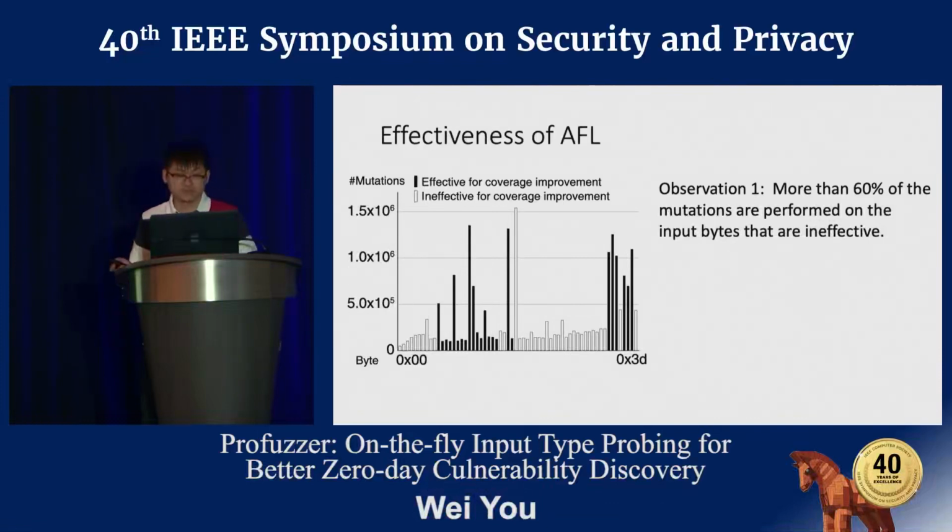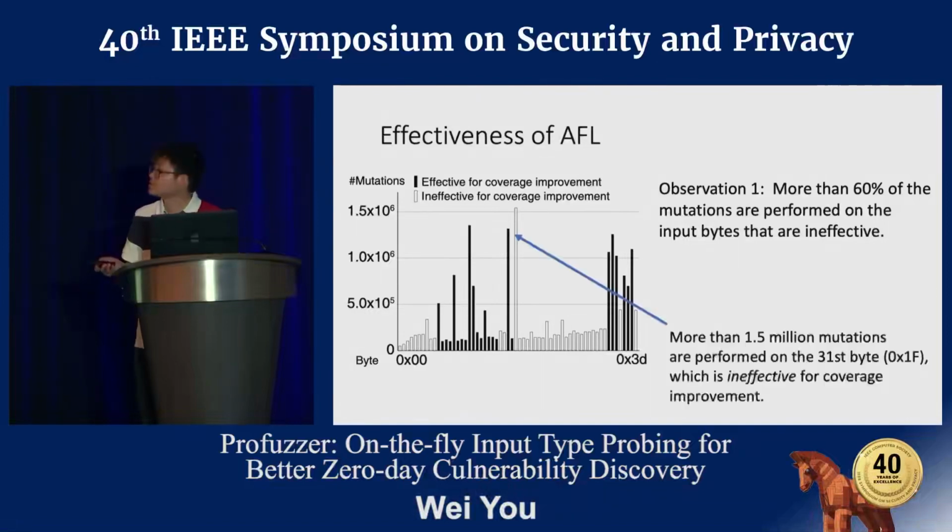But unfortunately, blindly random mutation is not that effective. We use AFL, the most popular mutation-based fuzzer, to fuzz OpenGPAC for 24 hours. And we observe that more than 60% of the mutations are performed on input bytes that are ineffective. As presented in this figure, whose x-axis labels each individual byte of the input, and the y-axis shows the number of mutations performed on each byte. Here we observe that more than 1.5 million mutations are performed on the 31st byte, which is ineffective for coverage improvement.